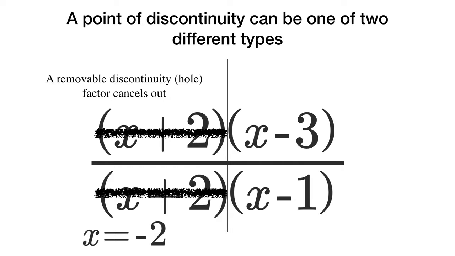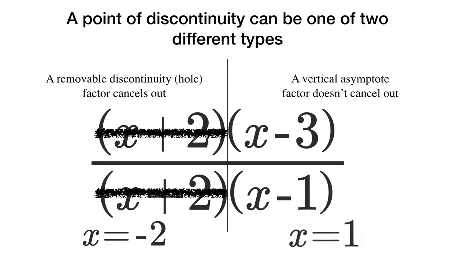Now, on the right, you can see that we do not factor out. Because of that, we have what we call a vertical asymptote, which is the kind we've been finding up until now. If you look, the vertical asymptote is based off of what's once again in the denominator. So x minus 1 means our vertical asymptote would be x equals 1.